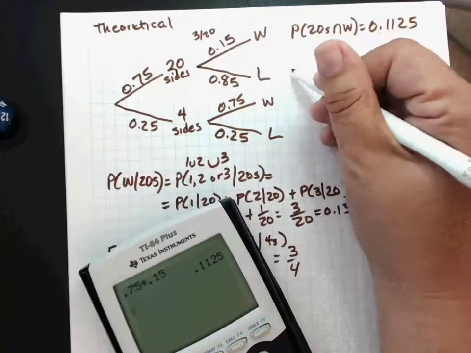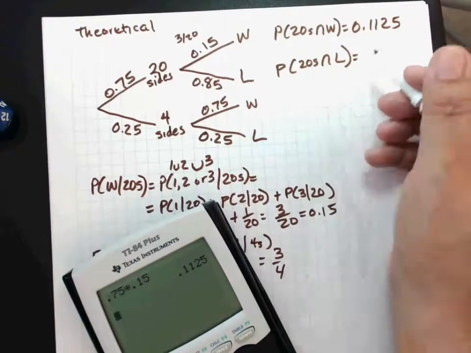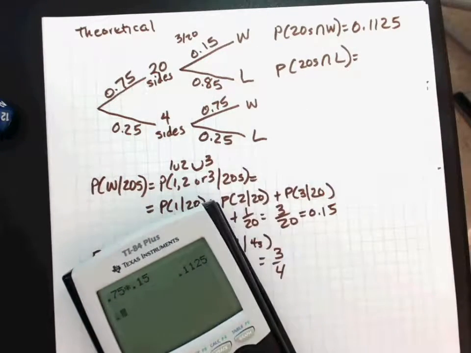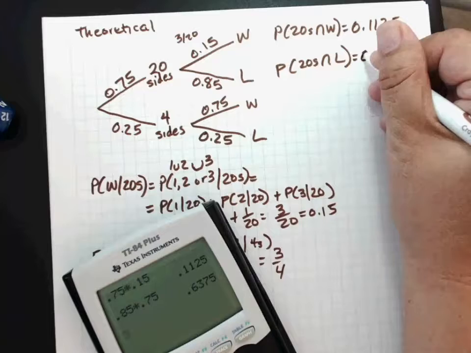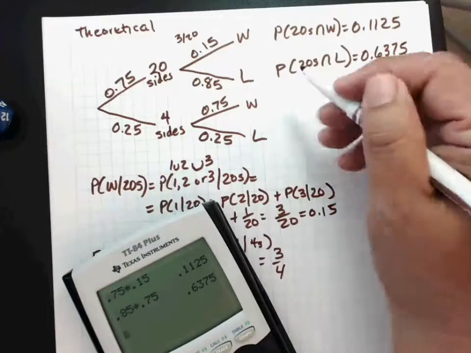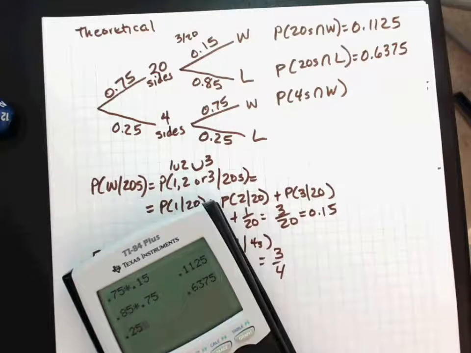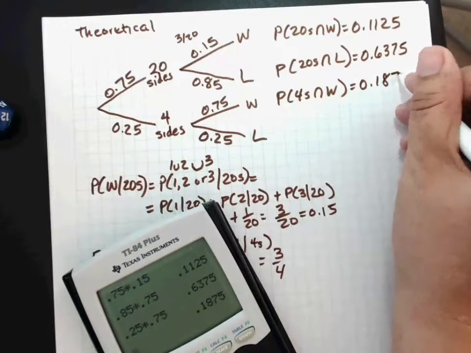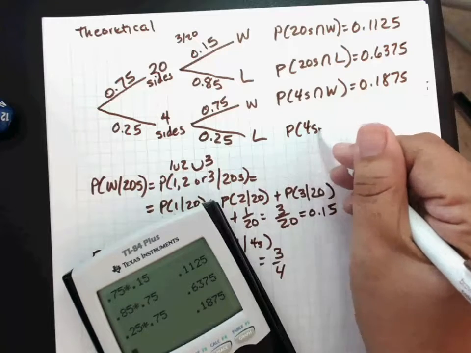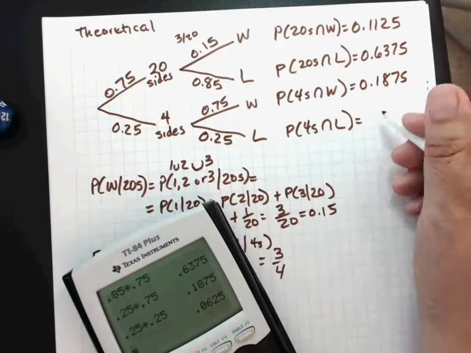All right, what's the probability they were assigned a 20-sided die and they lost? Well, that will be 0.85 times the 0.75. Does it matter what order I do them in? No, not really. And I got 0.6375. Did these two add up to 1? No, because maybe they... So the probability they got a 4-sided die and they won is 0.25 times 0.75, 0.1875. And the probability they got a 4-sided die and they lost is 0.0625.